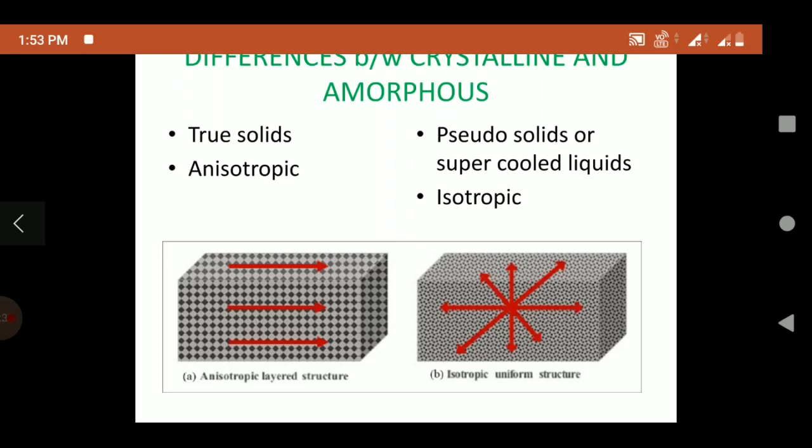Isotropic means that if you see the alignment of atoms in amorphous solids in every direction, horizontal, vertical or diagonal, the alignment of atoms is the same. So the physical properties measured in every direction are also the same. That is why it is called isotropic. That is the phenomenon of showing the same physical properties in all directions.